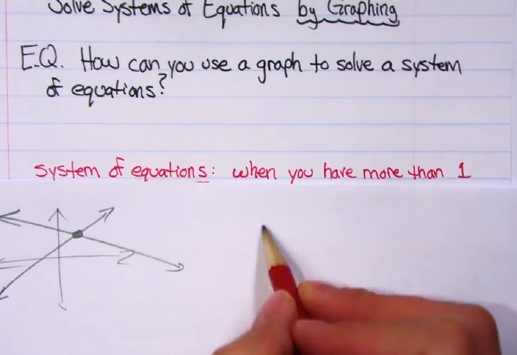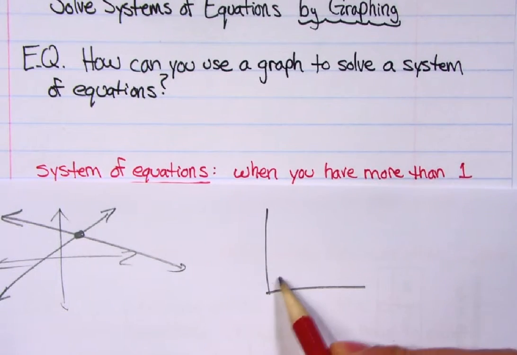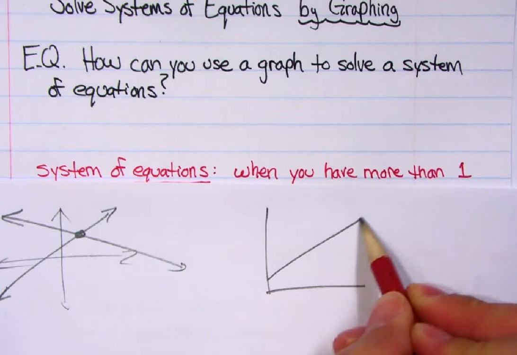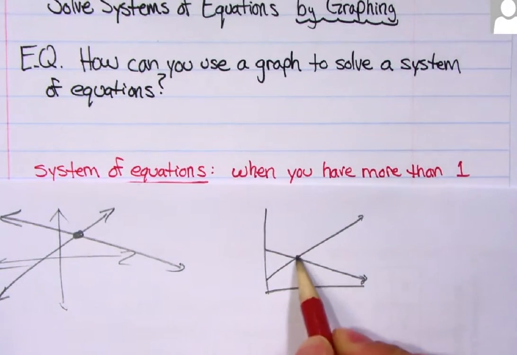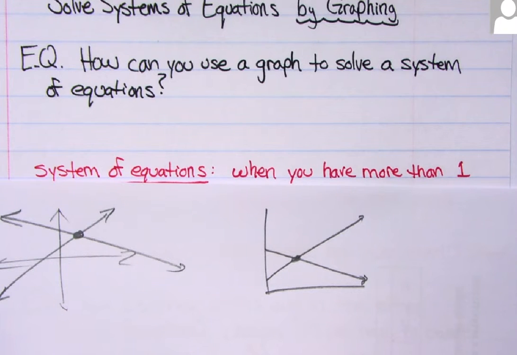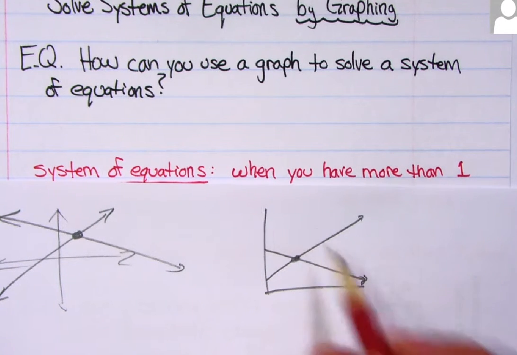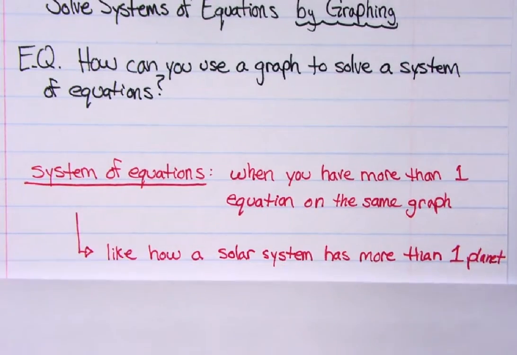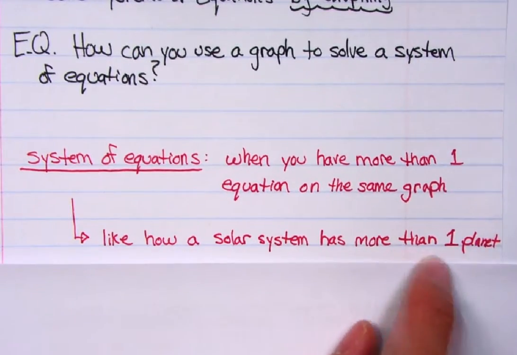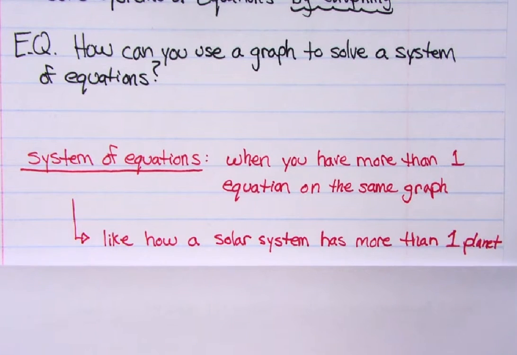Another type might be, hey, look, how fast I'm driving. It maybe starts off like this, and then someone's going over here this way. The point where they cross, again, is the solution to the system of equations. So think of a system as a solar system, right? A solar system has more than one planet, so this is going to be more than one equation on a graph.